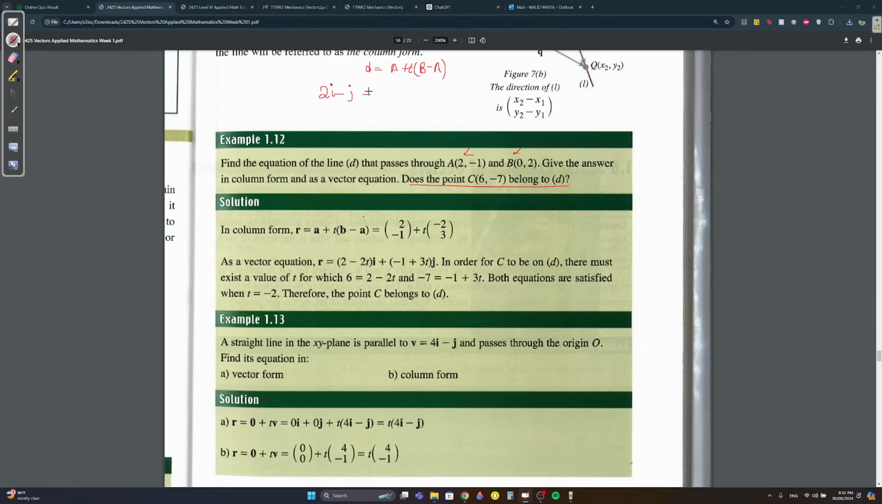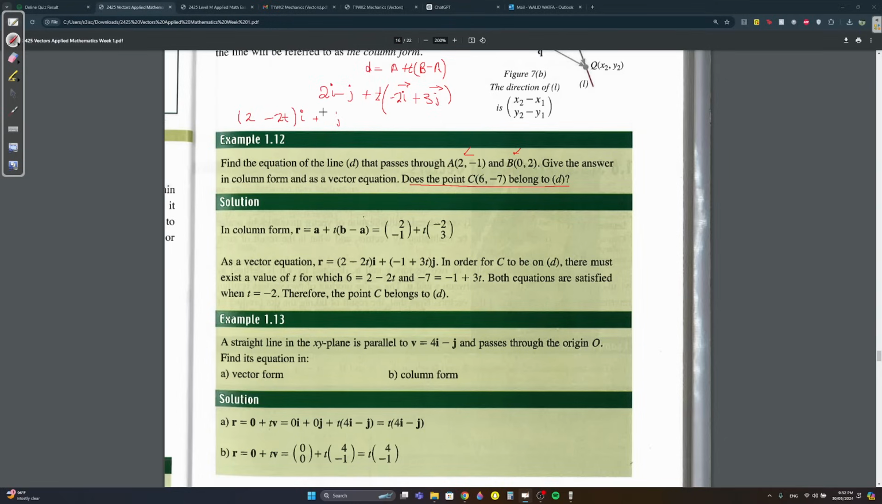Then you do plus t outside, second point minus first point. 0 minus 2 is negative 2i. 2 minus minus 1 is 3j, right? Now, what can you do? What did I tell you to do? Your answer will always have i and j. What is my i? 2 first. What's my other i? t times minus 2 is minus 2t.